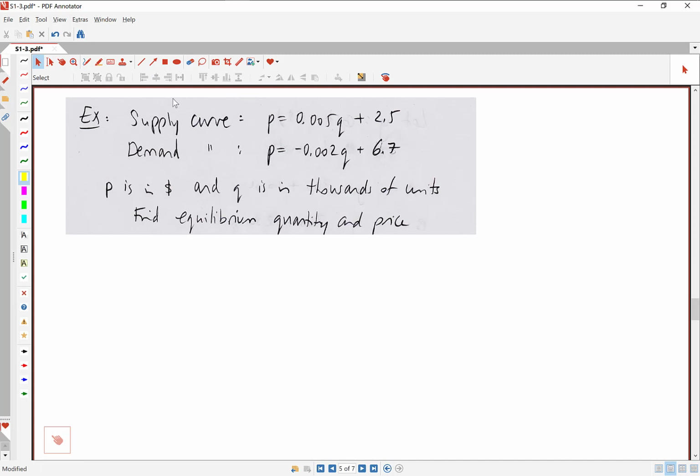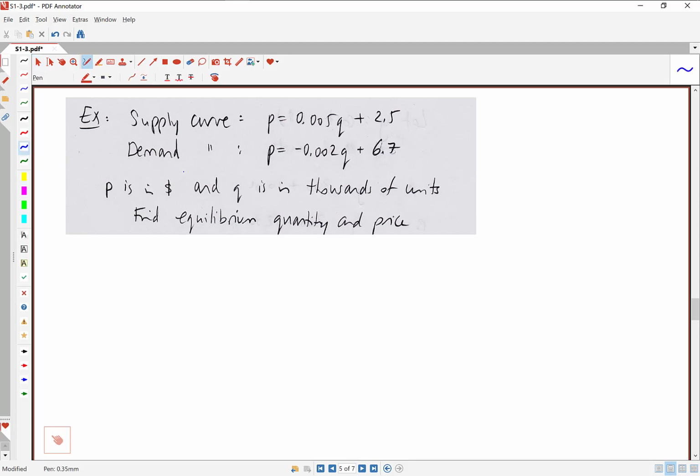So let's say there's some consumer good that's being manufactured. What we have is a supply curve, or a supply line, you could say. We've got the equation of the line, and we've got the demand curve, or the demand line. We've got the second equation. We're told that P is in dollars, and Q is in thousands of units. What we want to do is find the equilibrium price and quantity. So in other words, the question comes down to just solving the system.